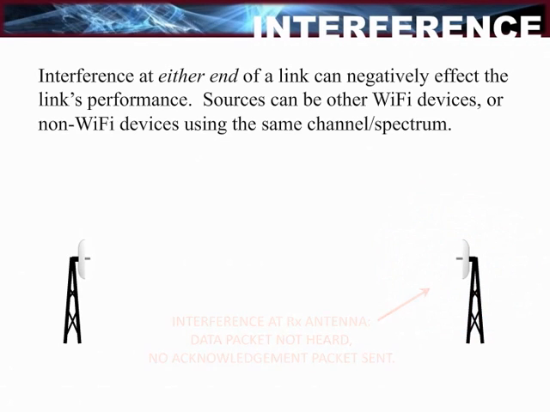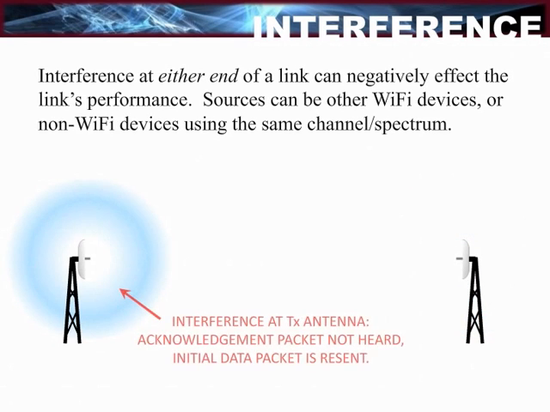Now, we consider what happens when interference affects the transmitting antenna. The initial packet is sent and successfully received, but the acknowledgement packet is not heard by the transmitter. Therefore, the initial packet is resent. Again, the link as a whole fails.